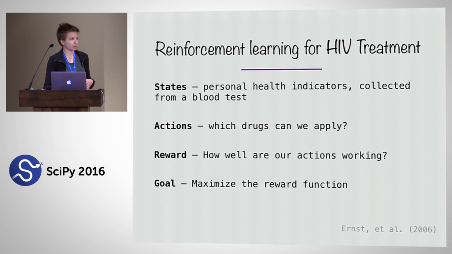So to bring this back into the medication domain, in this case, the states are these personal health indicators. So the patient goes in, they get a blood test, you can look at a certain volume of blood, and you can count the number of free virus particles, the number of healthy macrophages, the number of infected macrophages. And there are some health indicators that indicate that the patient is getting sicker. There are some that indicate that they're getting better. And then the actions are what drugs we apply to make the patient more healthy. And the reward tells us how well our actions are working. And our goal is to get as healthy of a patient as possible. And so we need to maximize the reward function and get an optimally healthy patient.